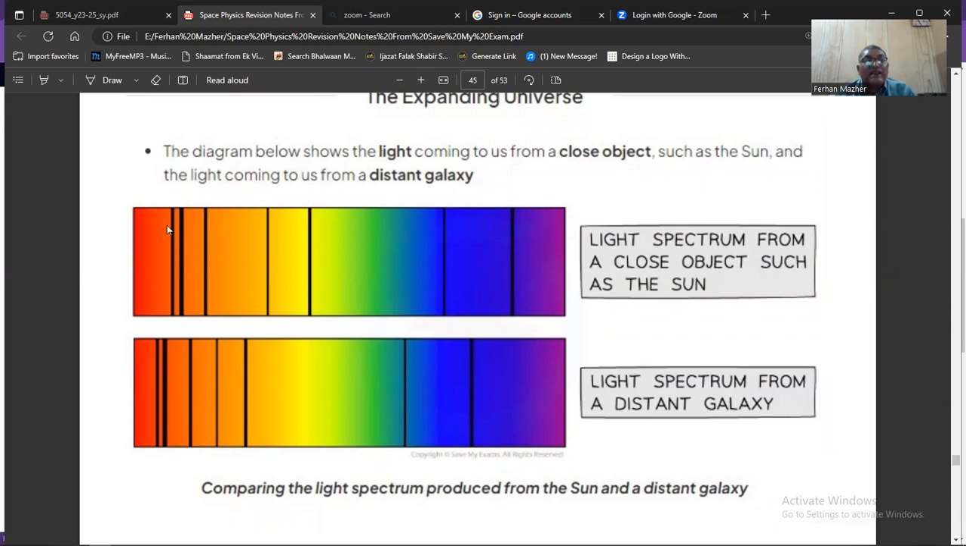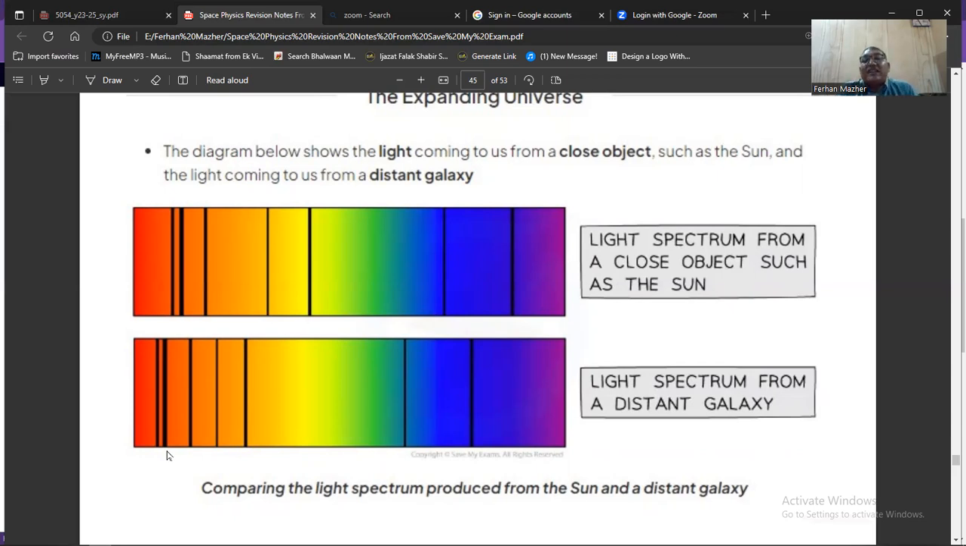These two black lines are here, but here they are further towards the red. This line was here, but it has moved here. This line was here, but now it has moved here. So this is the spectrum from the sun, and this is the spectrum from the distant galaxy. The lines have moved towards the red. That means that the galaxy is going away, because the pattern has moved towards the red. So it has a red shift.